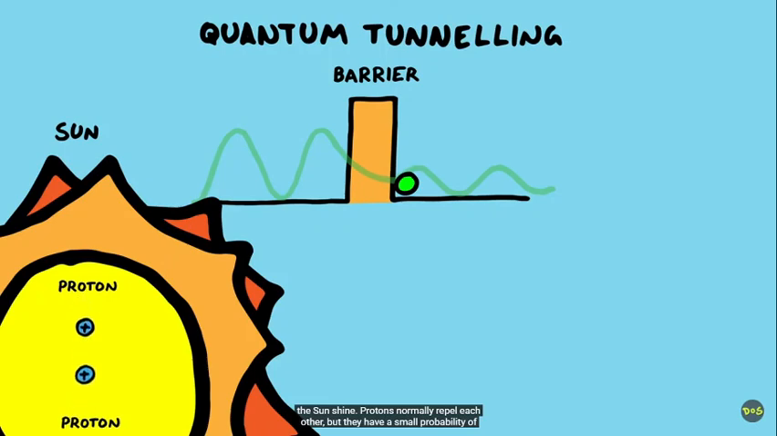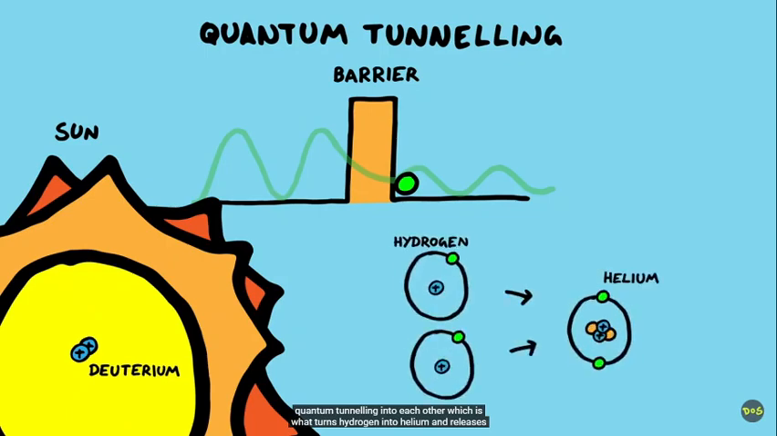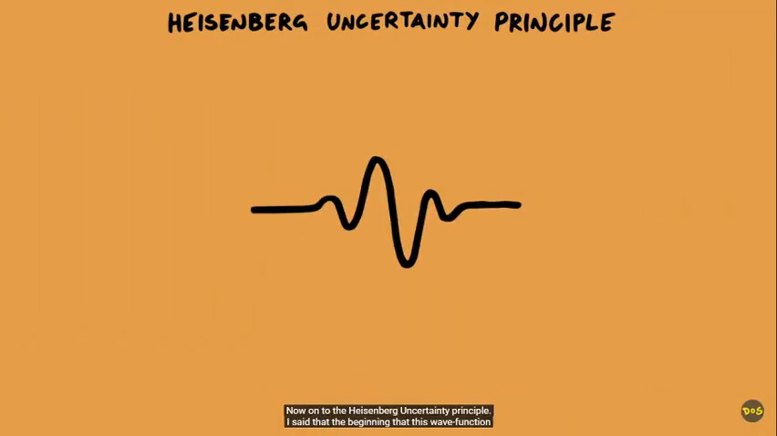Protons normally repel each other, but they've got a small probability of quantum tunneling into each other, which is what turns hydrogen into helium and releases fusion energy. All life exists on Earth because of energy from the sun, except for life around hydrothermal vents. Now onto the Heisenberg uncertainty principle.